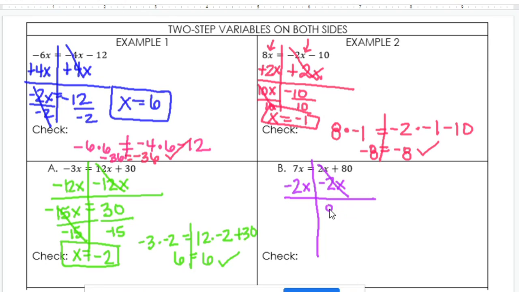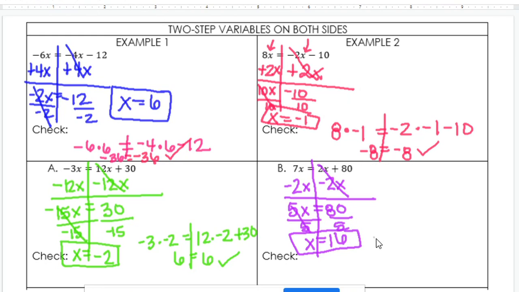2x minus 2x cancels, and I'm left with just 80 on the right. On the left, I have 7x minus 2x, which is 5x. Next step, divide by 5 to get x alone. And 80 divided by 5, use your calculator, is 16. I dropped my tablet. So our answer here is 16.